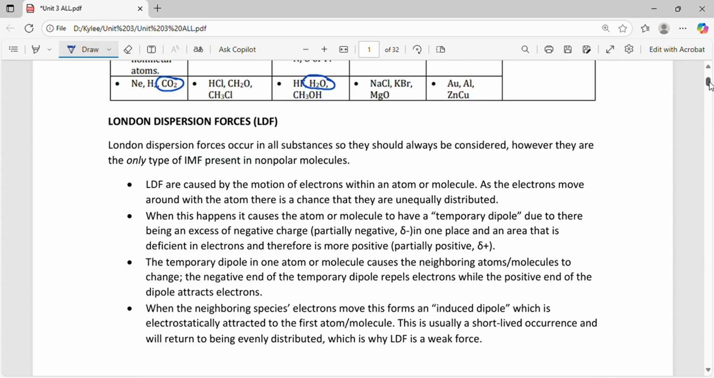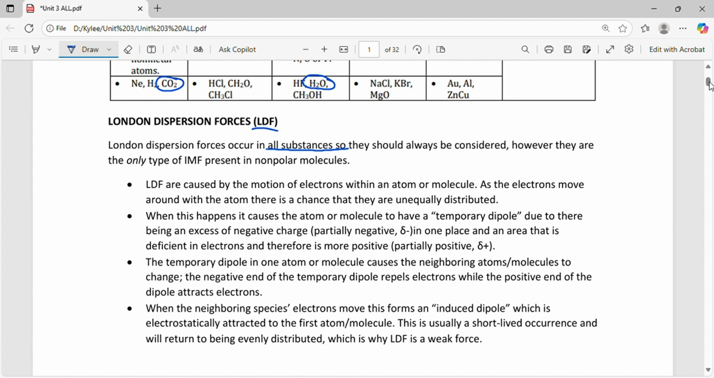So, let's talk about our weakest type of force first, and that is London dispersion forces. Often you see this abbreviated as LDF. London dispersion forces occur in every substance that exists, so they should always be considered.